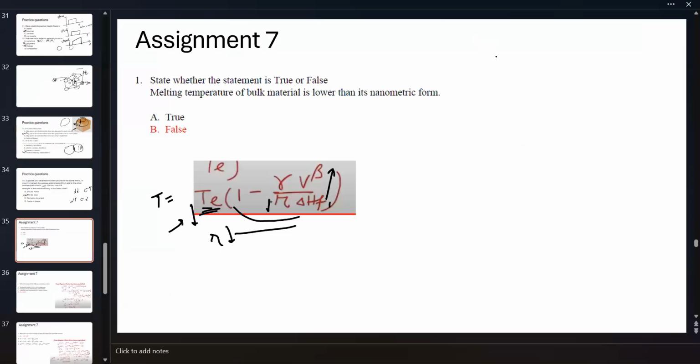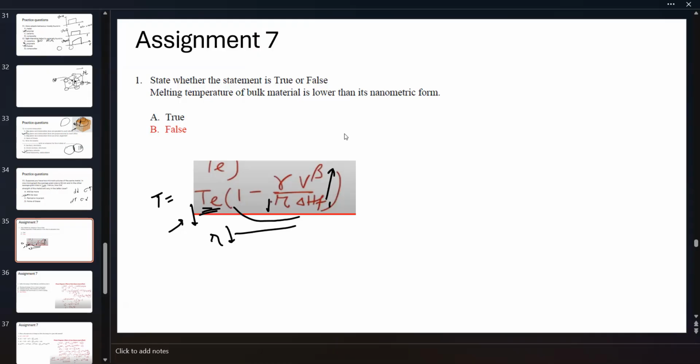We'll discuss the assignment first, and practice questions if we have some time left. State whether the statement is true or false: melting temperature for bulk material is lower than nanomaterial.